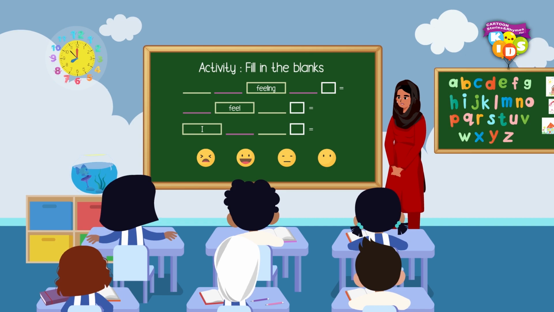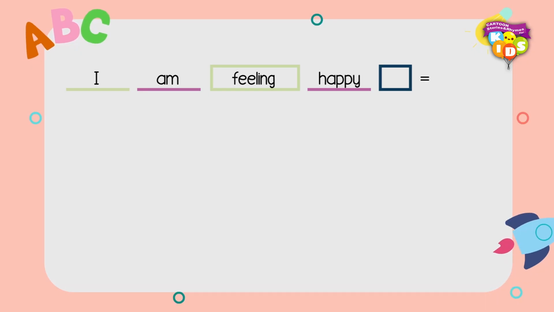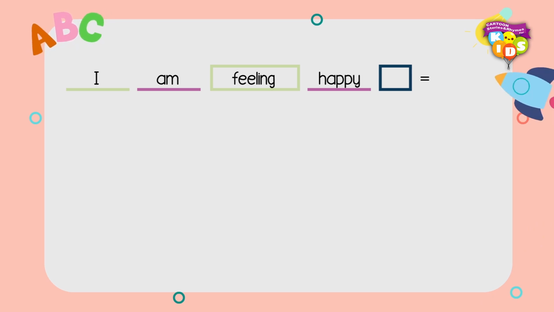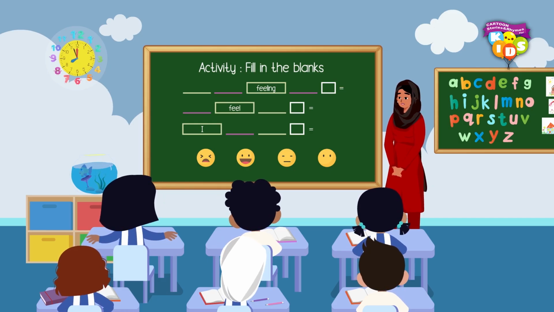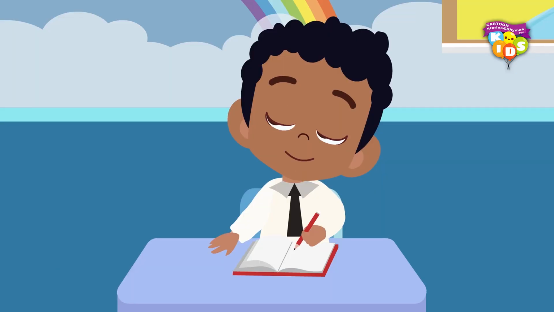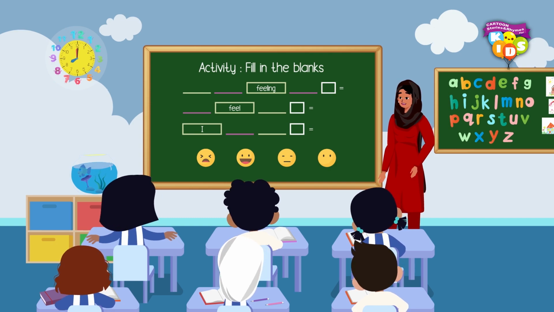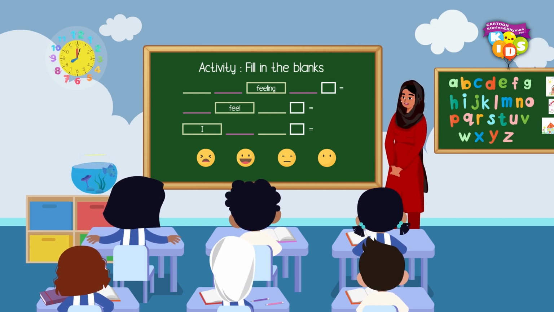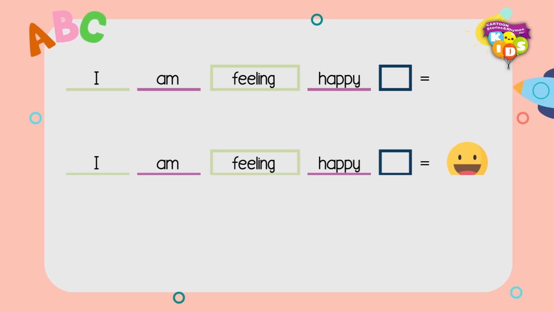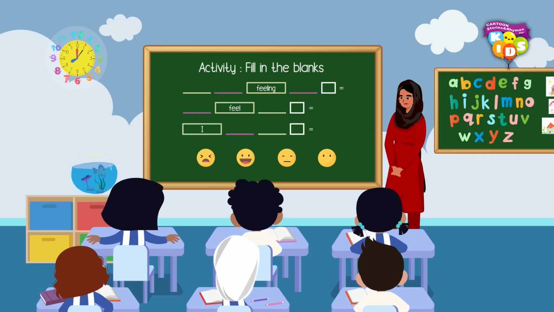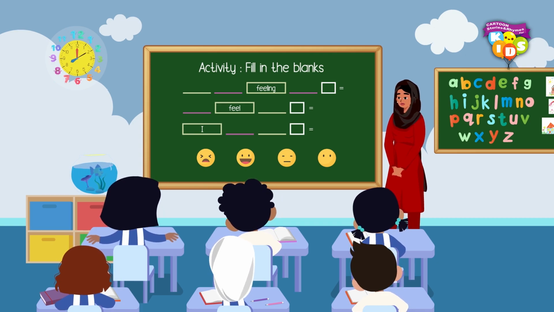Any volunteers? Teacher, may I? Go ahead. The line says, I am feeling happy. Do you understand what the line means? Yes, teacher. Then show us what you understand and what the line means by putting the correct smiley in front of it. I am feeling happy. Very good. Now the next sentence, and I want someone else to volunteer for the answer.